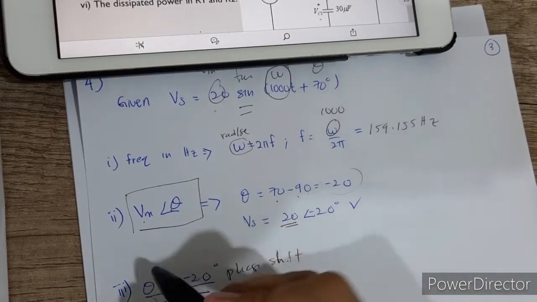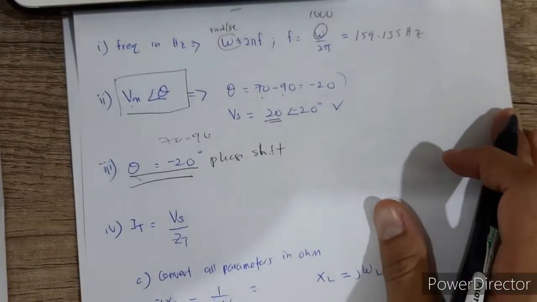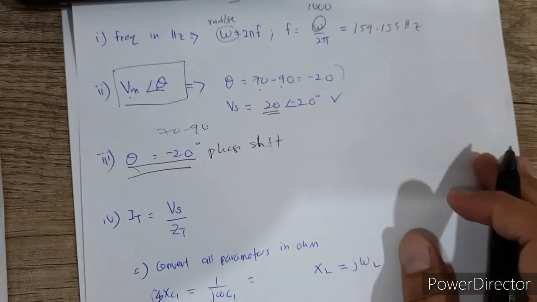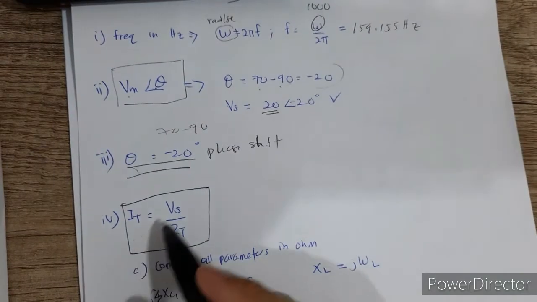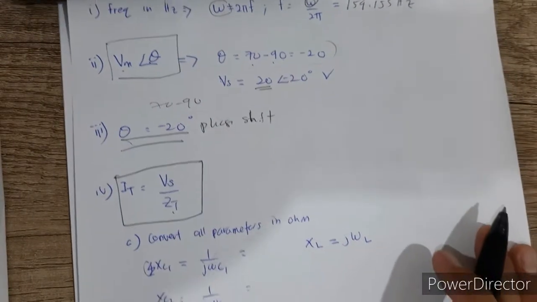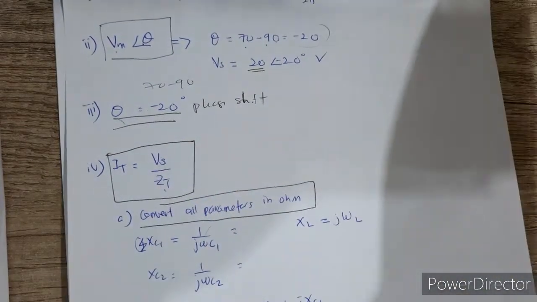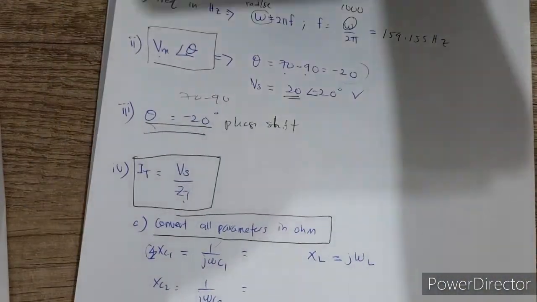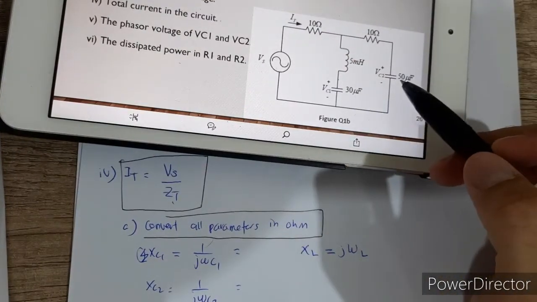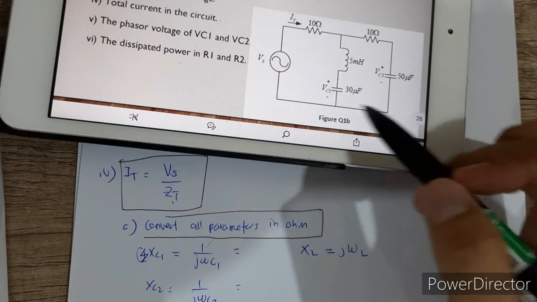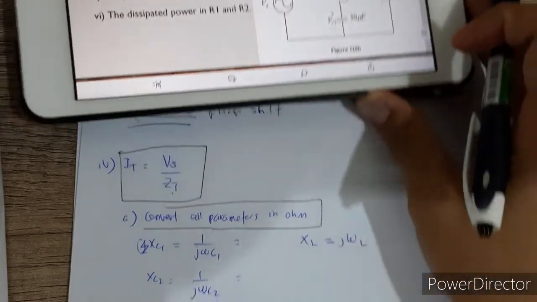Phase shift 70 minus 90. So next one is the total current in the circuit, by using the formula I total equals Vs divided by Z total. Firstly, you have to convert all parameters in ohm. So we have one capacitor here, C1, C2, and then also an inductor. All these impedances you have to convert in ohm.